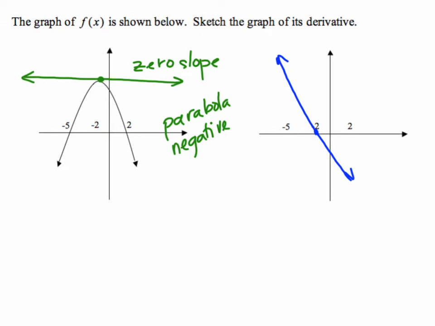The graph of f of x is shown below. It says sketch the graph of its derivative. So if you take a look at the parabola on the left, the parabola is upside down, which means that it's negative. At x equals -2, it would have 0 slope.